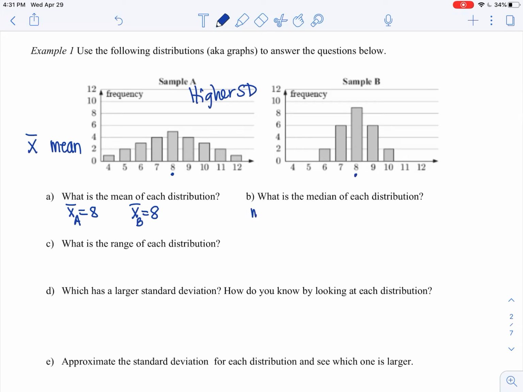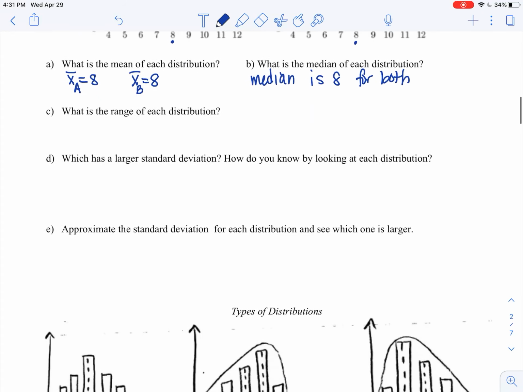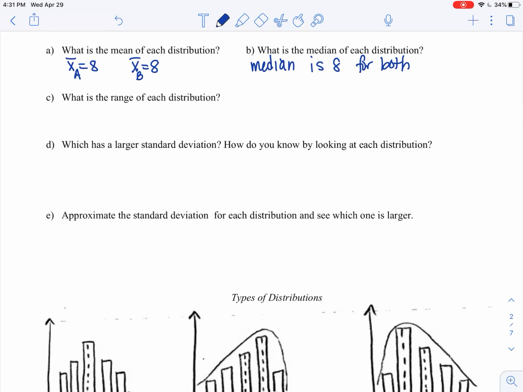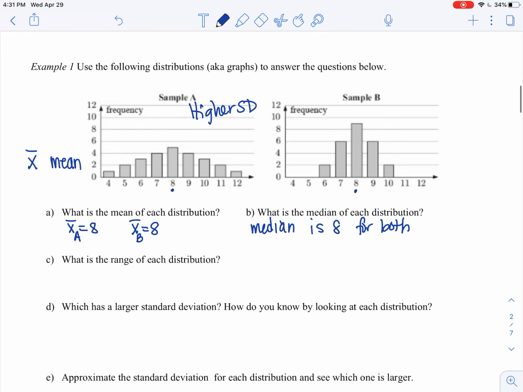What's the median of each distribution? Again, the median, the middle number, happens in this case to be 8 for both. So once again, you'd say, okay, mean and median are the same for both of these data sets, so they must be very similar, right? However, when you look at the picture, they're not going to be similar because of the way that the data is spread out.